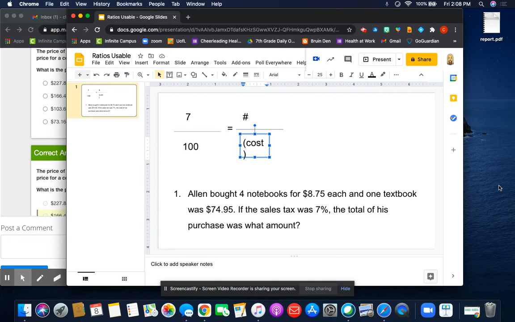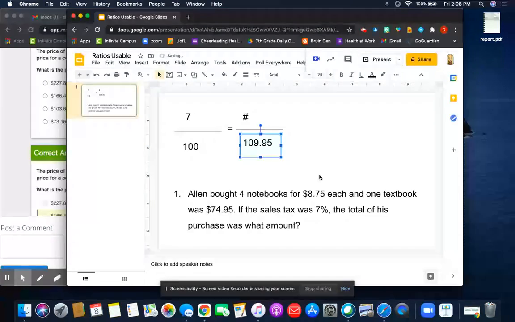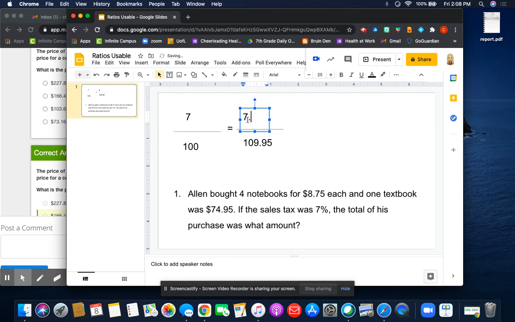It cost $74.95. I bought 4 notebooks for $8.75 each. That means I need to do $8.75 plus $8.75 plus $8.75 plus $8.75, all added to that $74.95, which gives me a total of $109.95. Once you get to this step, it's pretty straightforward. So 7 times 109.95 divided by 100, we get about $7.70. I rounded up a little bit. So that is how much we are paying in sales tax.